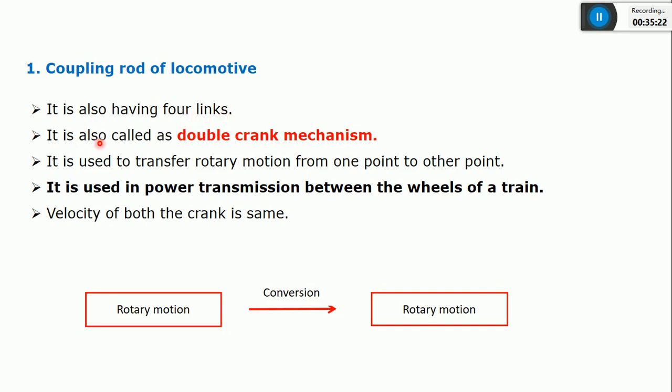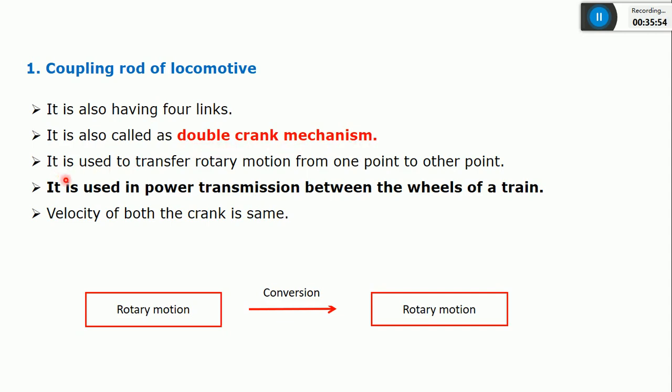Second one, it is also called a double crank mechanism. Why? Since it has 2 rotating parts, meaning 2 cranks, I can call it a double crank mechanism. The examination question may be like this: explain what is the double crank. Yeah, anyone? What is the doubt? Since it has 2 rotating elements, I can call it a double crank mechanism.